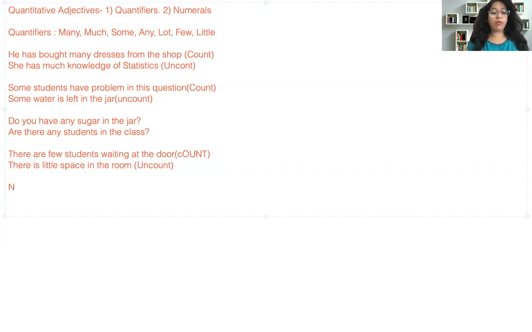Now, quantitative adjectives also have the aspect of numerals. Numerals can be in the category of A, ordinals, and B, cardinals. When we talk about cardinals, they are 1, 2, 3. I'm really sorry, I mistook this earlier. And ordinals are numbers like first, second, third, and so on.